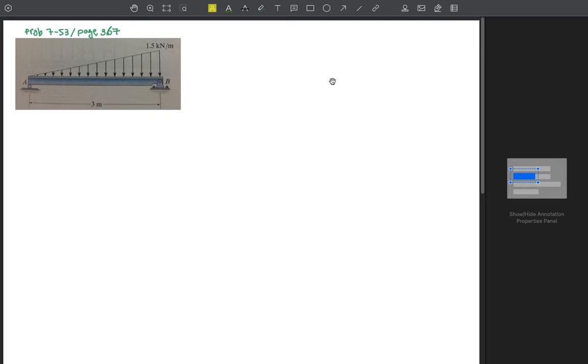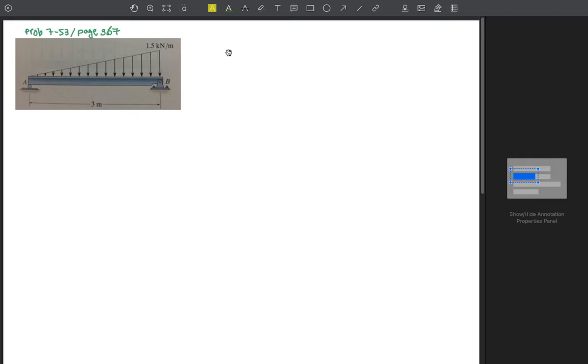Now, as you can see here, we have a distributed loading having the geometry of a triangle. And we have two supports: a roller at A and a roller at B. As we said, the first thing that we need to do is to find the support reactions. In order to do that, we need to convert this distributed loading into a concentrated load and find its position.